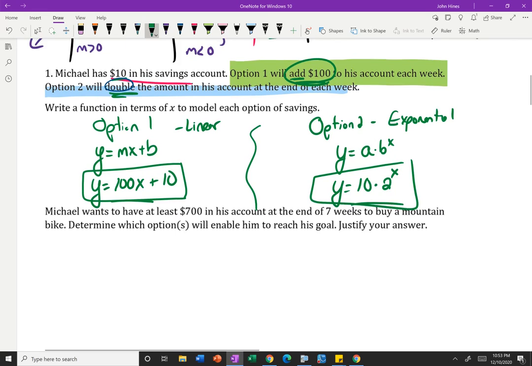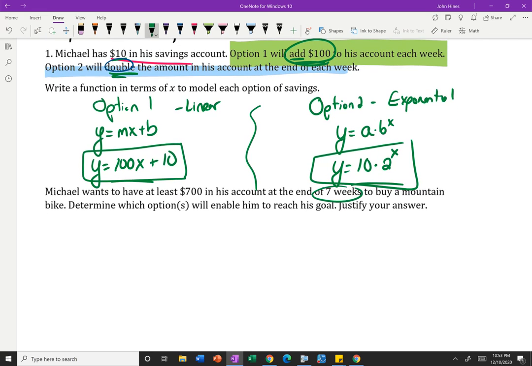Michael wants to have at least $700 in an account at the end of 7 weeks to buy a mountain bike. Great. I hope Michael gets his mountain bike because I want Michael to enjoy biking around on the mountain. So which option will enable him to reach his goal?